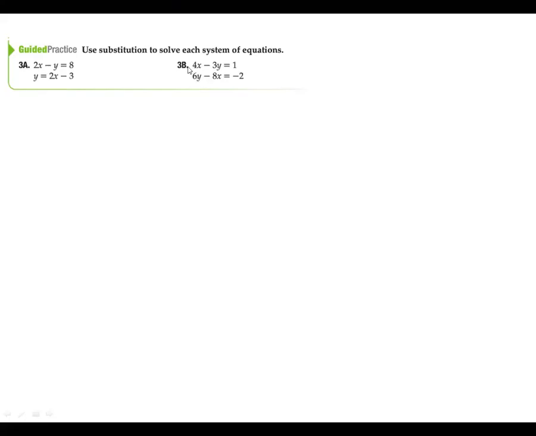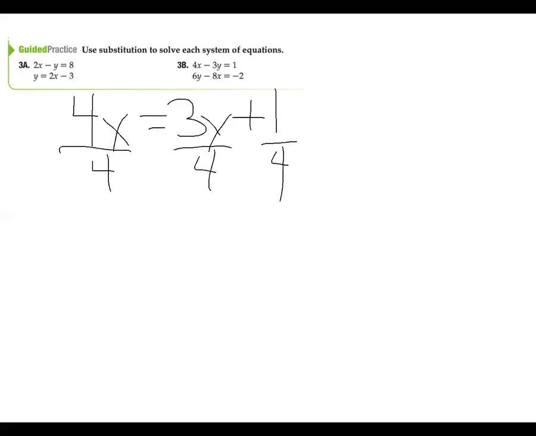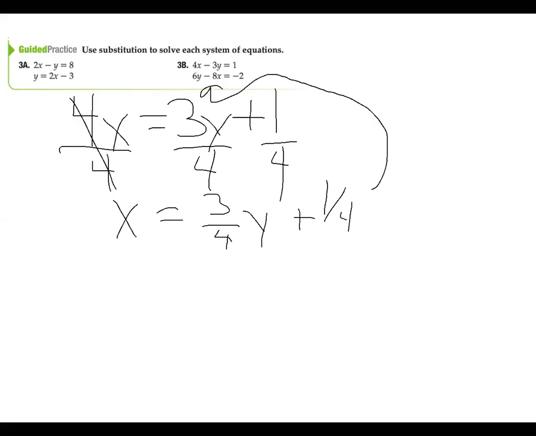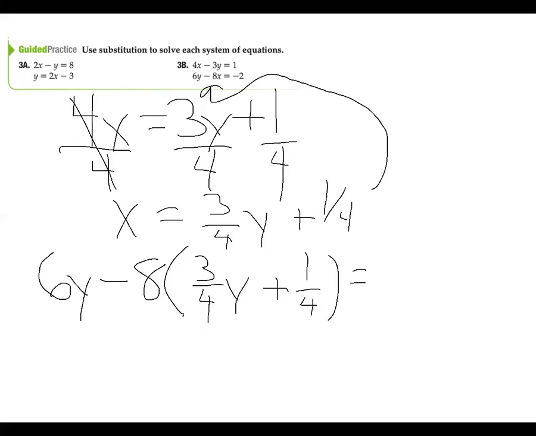So I'm going to do the first one. So if I solve that for x, I would have 4x equals 3y plus 1, because you added 3y to both sides, then divide both sides by 4. Okay, you have x equals 3/4 y plus 1/4. Then you're going to substitute that in for x in the second equation. So you have 6y minus 8 times what x is, 3/4 y plus 1/4 equals -2.